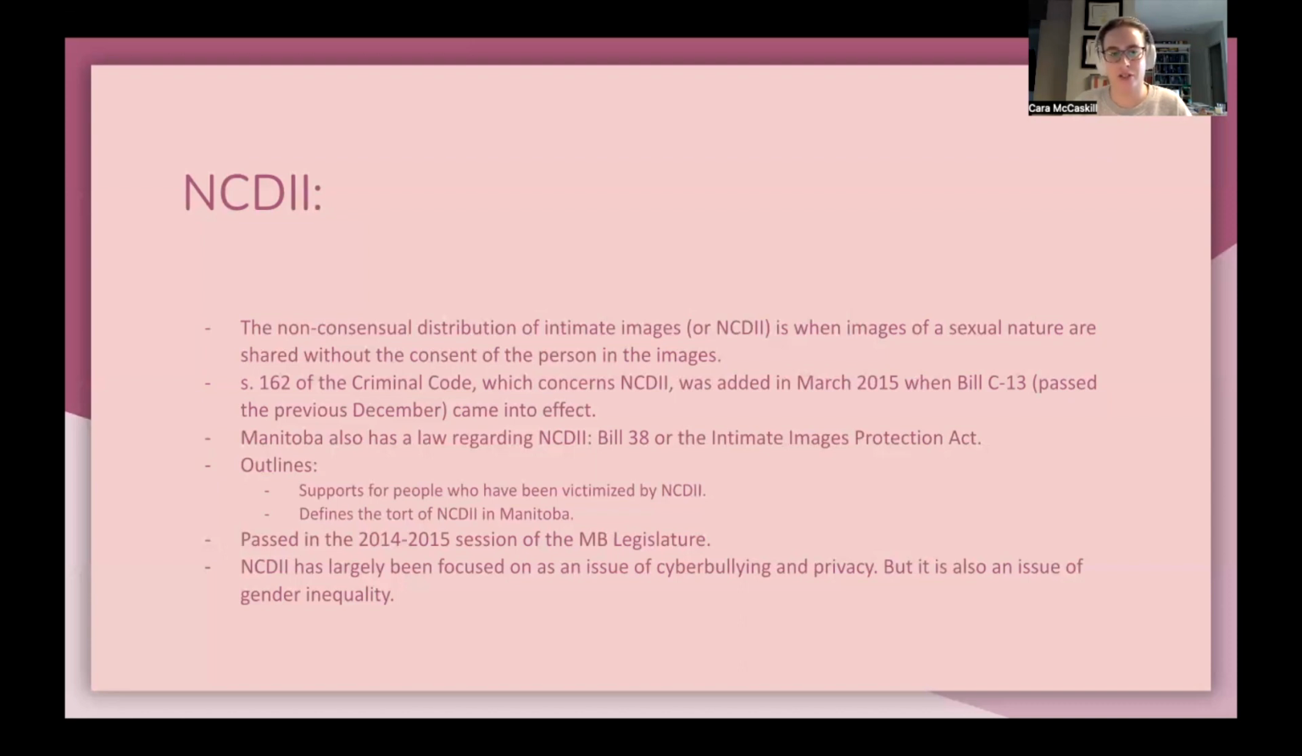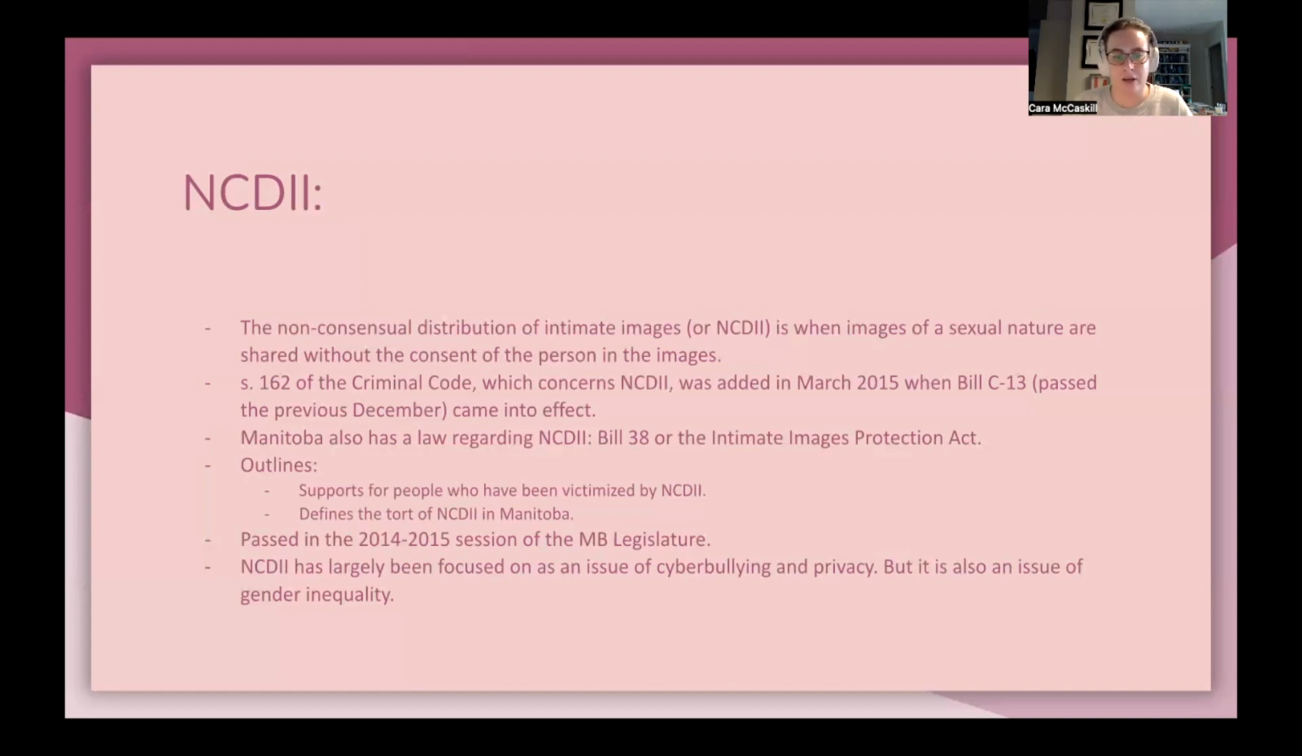On the provincial level, we also have a law regarding NCDII called the Intimate Images Protection Act. And the Intimate Images Protection Act outlines supports for people who have been victimized by NCDII and mandates that those supports be available. And it also defines the tort of NCDII in Manitoba, so that allows people to go to civil court and sue perpetrators of NCDII, in addition to having it be a crime available for prosecution in the criminal court. That one was passed in Manitoba in 2014-15, so right around the same time as the federal law came into effect.